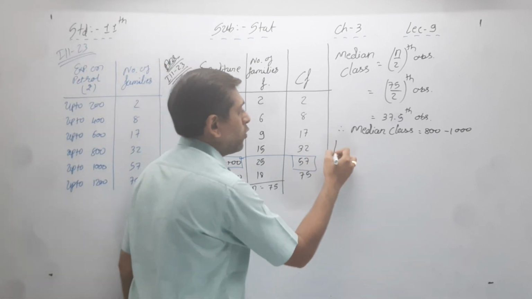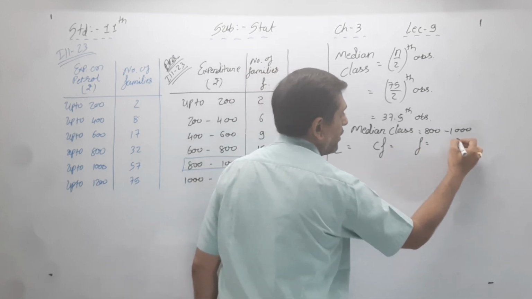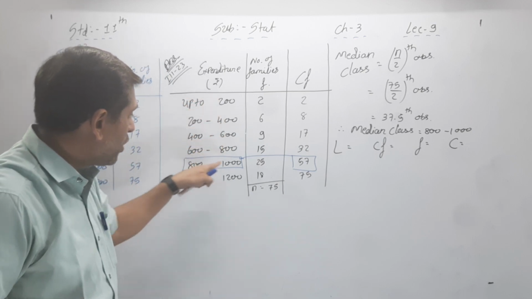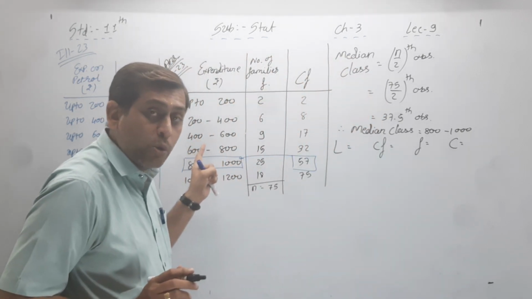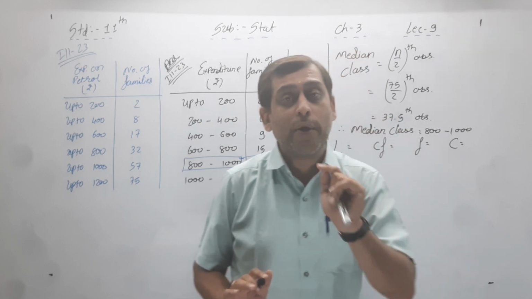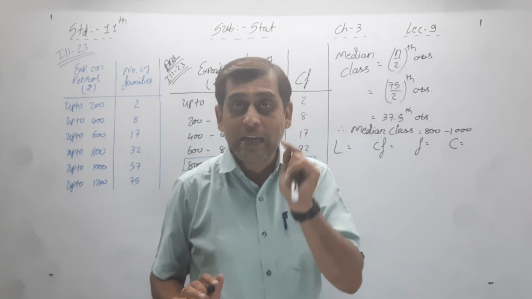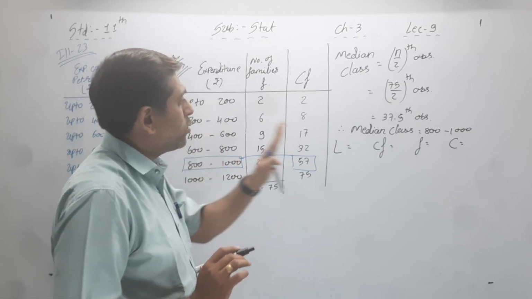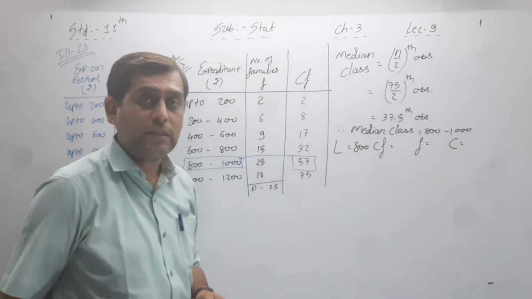On the basis of this, you have to write down L, then CF, then F, and then C. See here, which type of data is there? Continuous, and in continuous, which? Exclusive type of data. I told you that there will be no problem in L and C. Whenever inclusive type of data is given, then the problem is there, then you have to be careful. Otherwise, wherever the exclusive type of data is given, you just have to write down L is equal to 800. This one is the class, and that's why L is equal to 800.